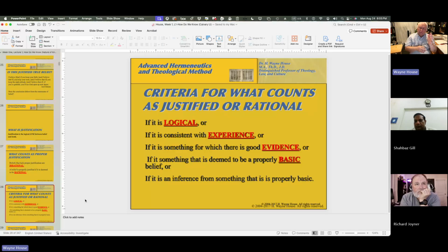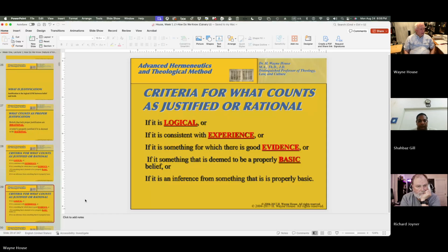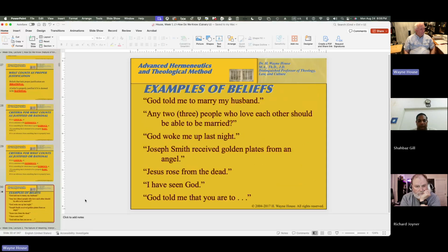See, I started with something: justified true belief. See what I'm saying? There has to be a justification, a part of the process to come to knowledge. So, criteria. If it's logical, consistent with experience and evidence and basic belief, it is probably something that's basic and believable. That's, I think, what we work with. So I've already given that to you here.